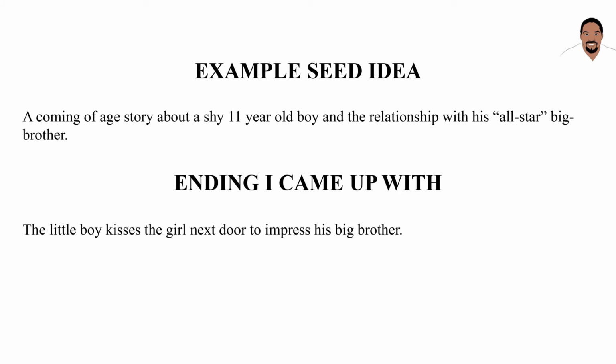Okay. So let's say that we have the story about the shy 11-year-old boy and his relationship with his all-star big brother who plays college ball. And let's say I want to write some endings to it. I'll give you one example in the interest of time. Let's say I gave it an ending such as the little boy kisses the girl next door to impress his big brother.